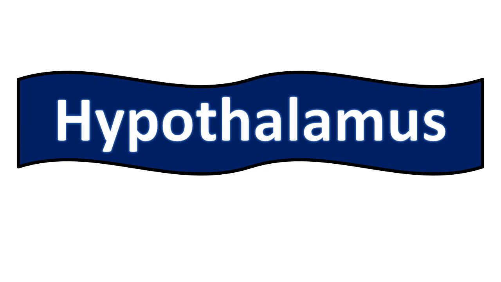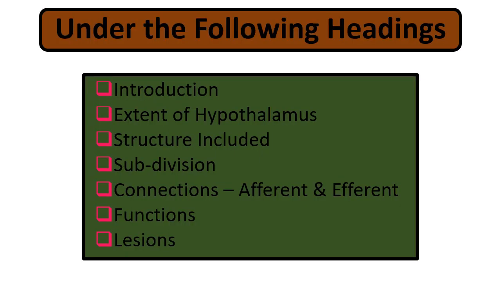Now, what is the hypothalamus? What is the location of the hypothalamus? And what are the different nuclei present in the hypothalamus? That we are going to discuss now. Under these headings we will discuss: introduction, extension of the hypothalamus, structures included, subdivisions, connections, that is afferents and efferents, inputs and outputs, functions, and lesions.